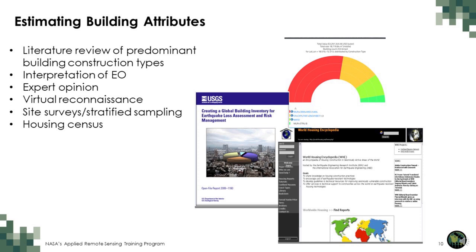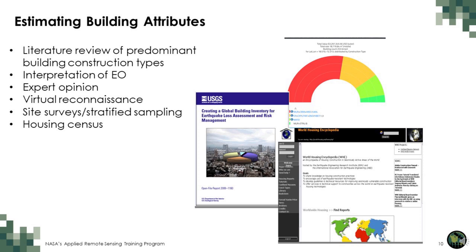Expert opinion: depending on how much detail and money you have to develop a specific country or area of interest building exposure data, you might interview many experts that would be able to inform how buildings have typically changed throughout the last couple of decades, and you can use that in conjunction sometimes with EO data to characterize different vulnerability patterns and different building patterns.